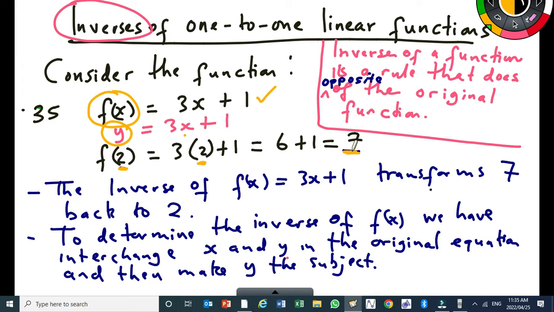Alright? Now, if you want to determine the inverse of a function, the first step is what I showed you here. You replace the f of x by y. That's the first step. Then the next step, you interchange x and y. Then after that, you make y the subject. So you replace f of x by y, you interchange x and y, then you make y the subject. I'll show you just now on the next page.